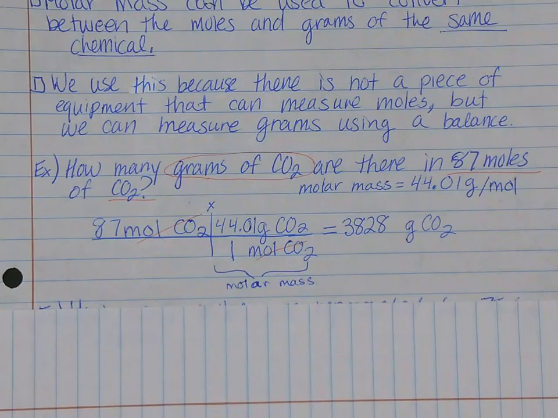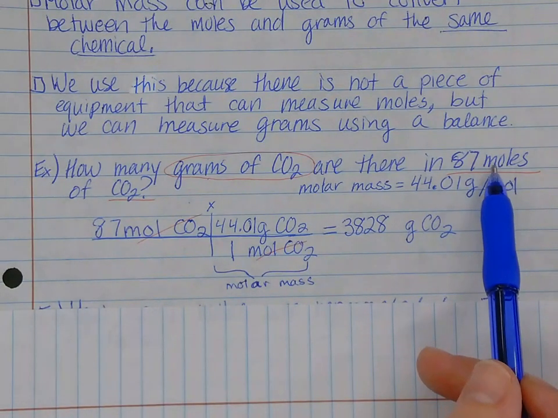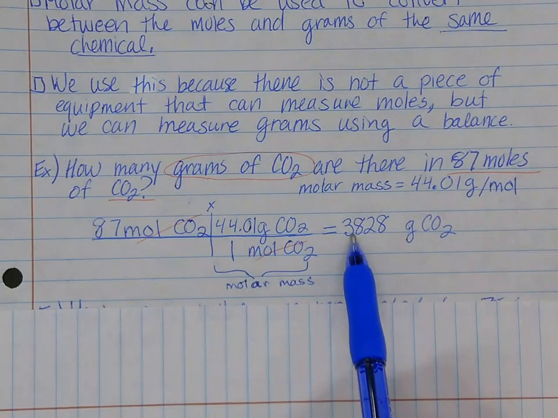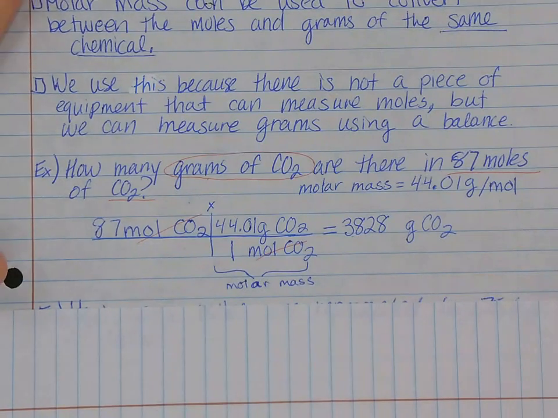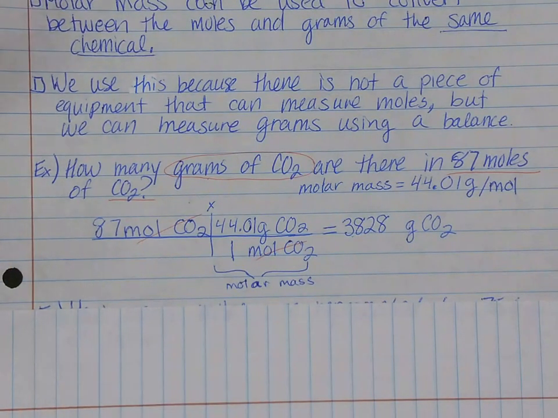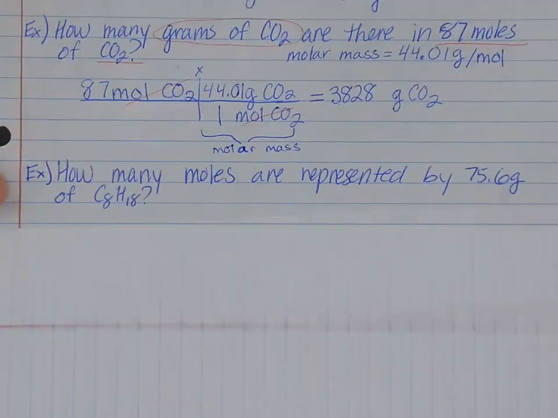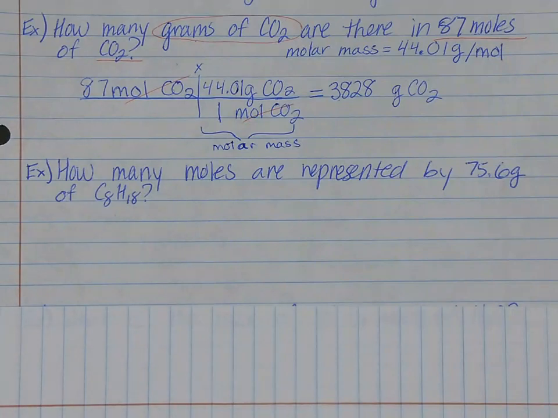So, if I'm doing a reaction and I need 87 moles of carbon dioxide, I don't have a piece of equipment to measure that, but I can measure instead 3,828 grams of carbon dioxide, which is a ridiculous amount of carbon dioxide. All right, so that's how this works. Same process, we're just using different numbers because we have a different goal in mind. All right, let's try out another one. Let's write that example down.